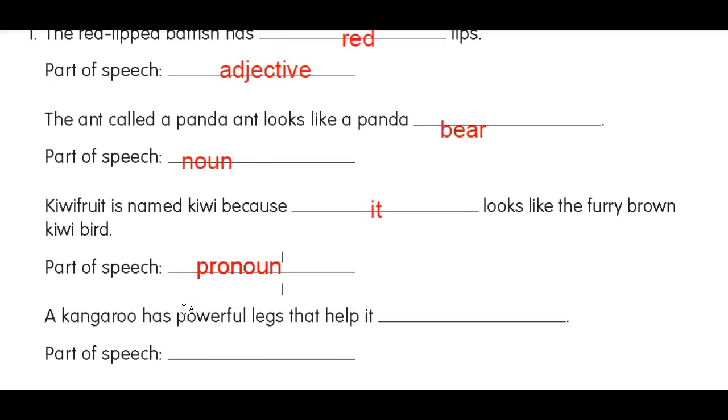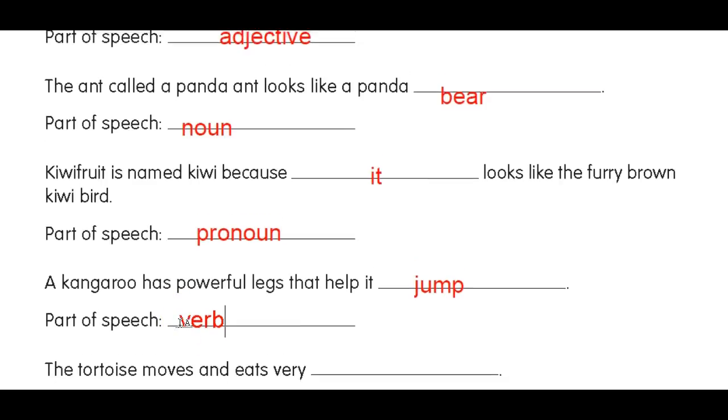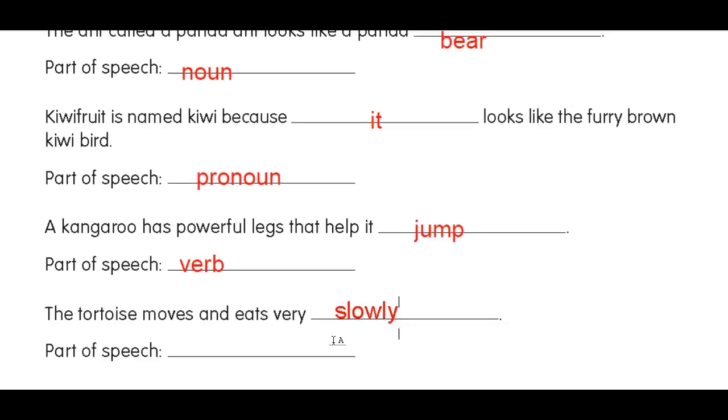"A kangaroo has powerful legs that help it jump." Okay, and jump is an action. So that's going to be a verb. "The tortoise moves and eats very slowly" is what you probably put. And moves and eats are the verbs. Slowly is describing the verb, and so that makes it an adverb.